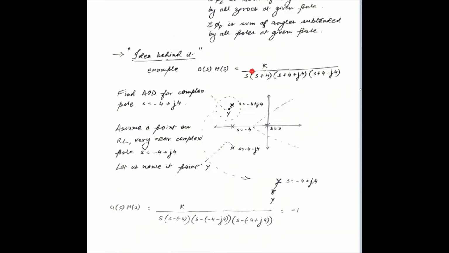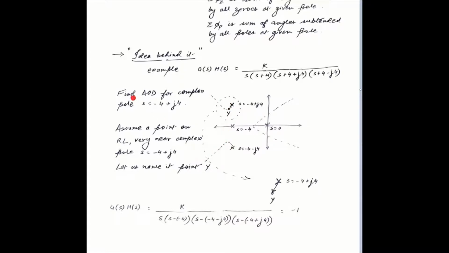So we take an example of an open loop transfer function GSHS equal to this transfer function, and as we can see there are four poles in this transfer function: 1, 2, 3 and 4. These are four poles, and these dotted lines are the part of the root locus. These two lines and these two lines.